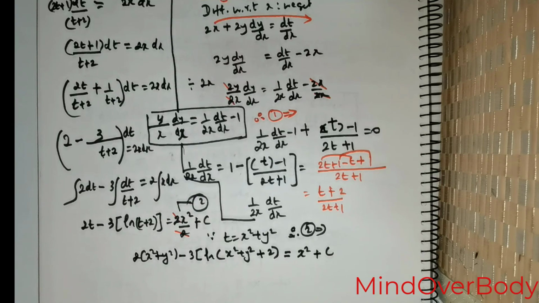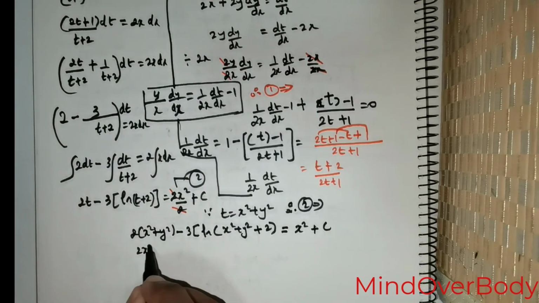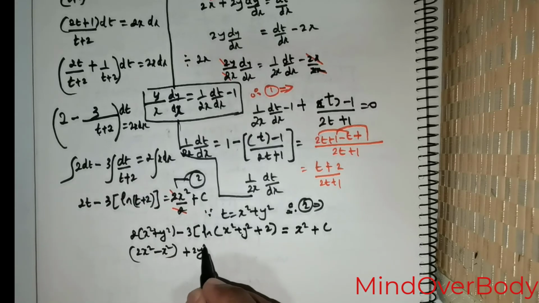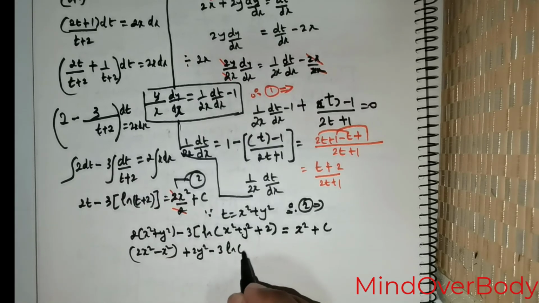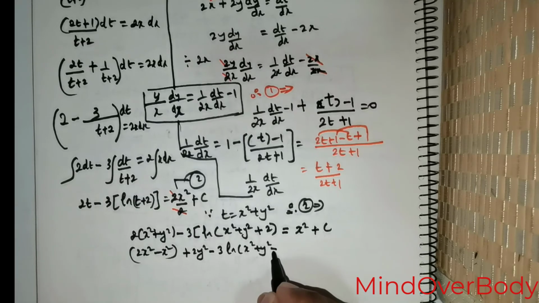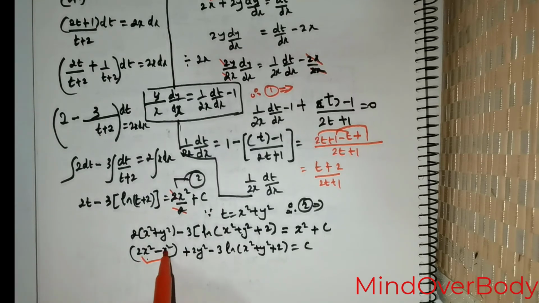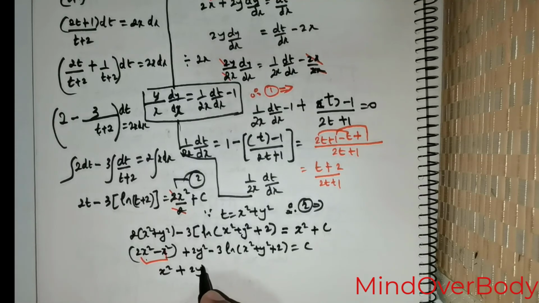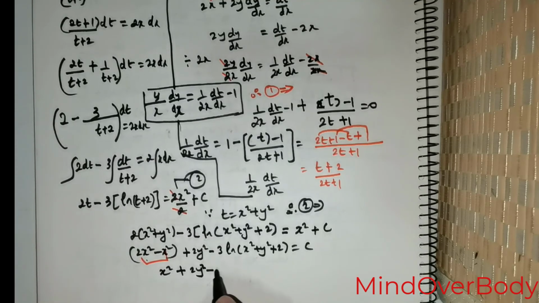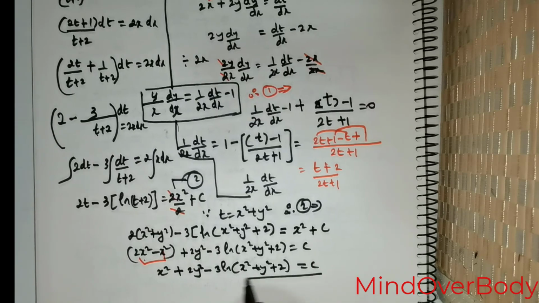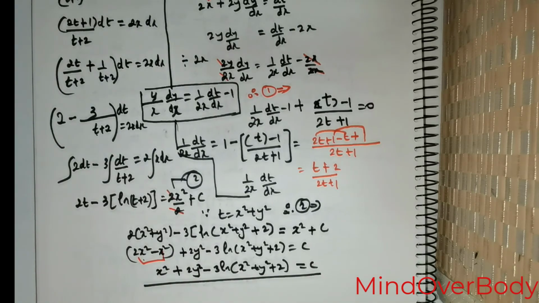Now what we can do is still simplify this. This is going to be 2 times x squared. I can bring this x squared here, followed by 2 times y squared negative 3 times ln of x squared positive y squared positive 2 is equal to c. I can club these two together, and that would give me x squared positive 2 times y squared negative 3 times ln of x squared positive y squared positive 2 is equal to c. So this is a beautiful question, students.